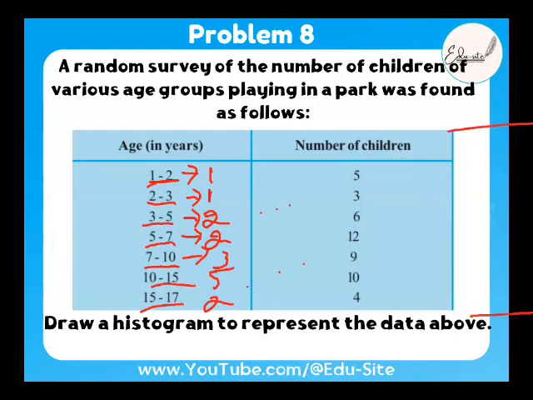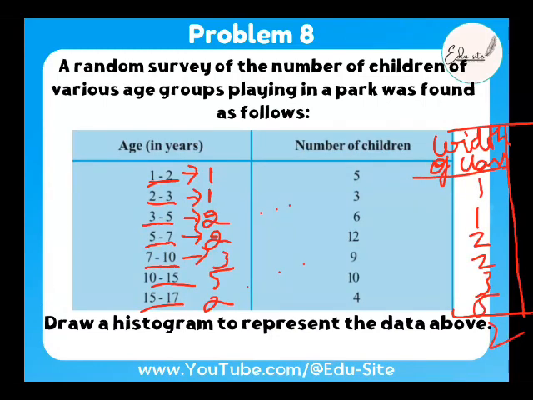You will make 2 tables, right? 2 extra columns you are going to add. And in the first column you're going to write the width of the class, correct? What will you write for the width of the class? 1, 1, 2, 2, 3, 5, 2, correct? Yes. Next, what will you write? Length of rectangle. Excellent. Length of rectangles.